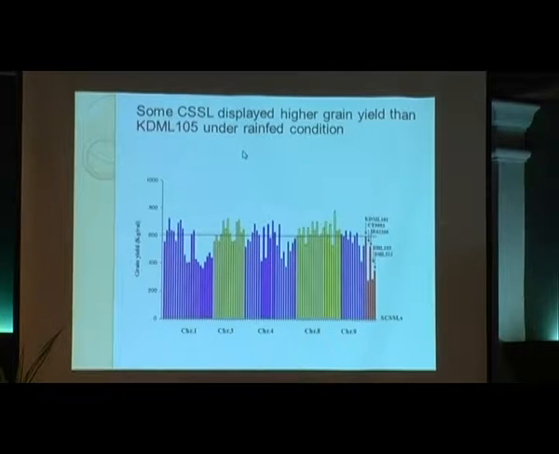And this is the result for grain yield. So we can see from this slide, KDML is here, and we found that there are CSS lines which have grain yield higher than KDML105. In this case, CSS lines that have the chromosome 8 QTL segment had a higher grain yield compared with other CSS lines containing the other QTL segment.